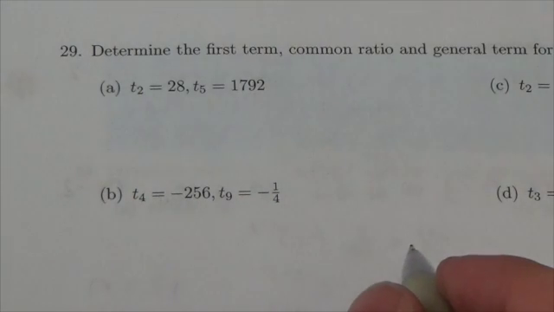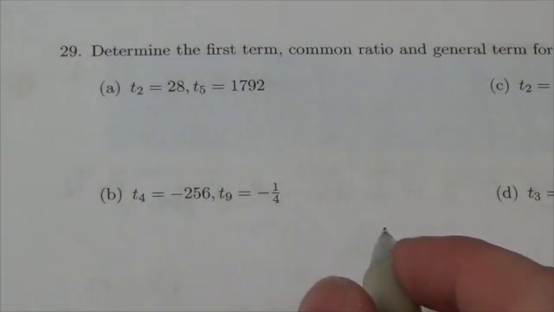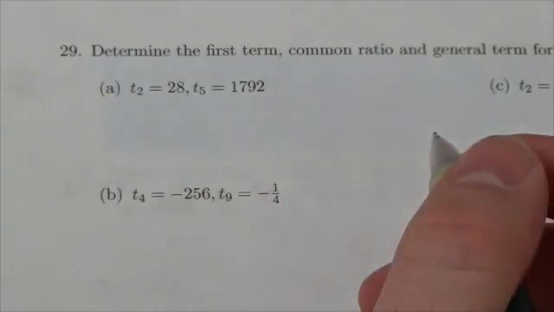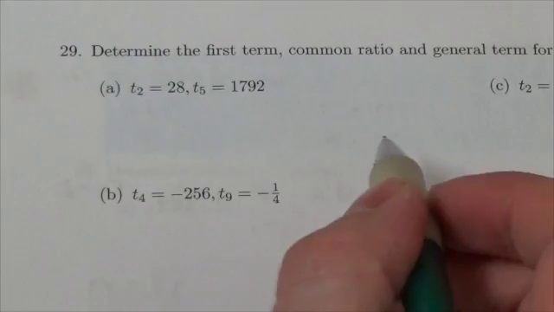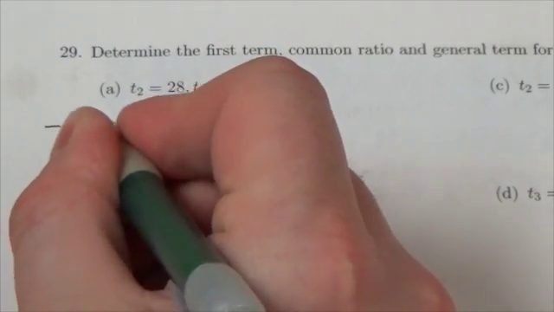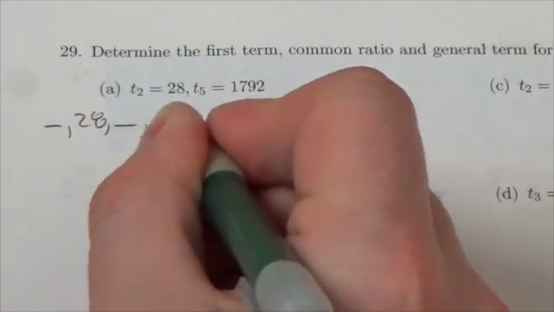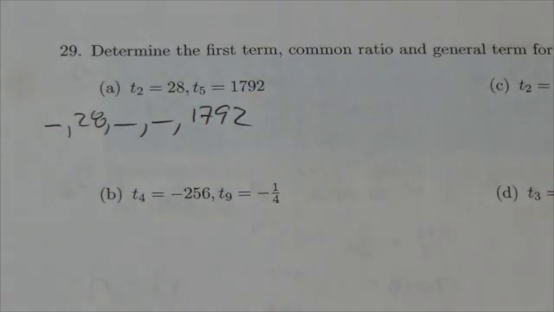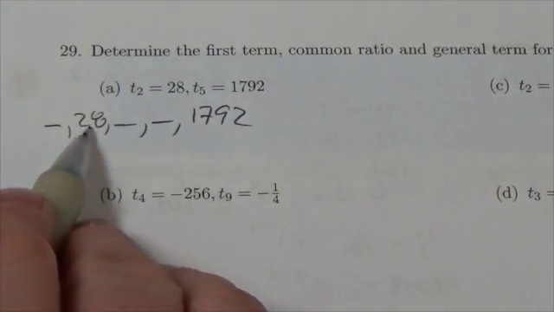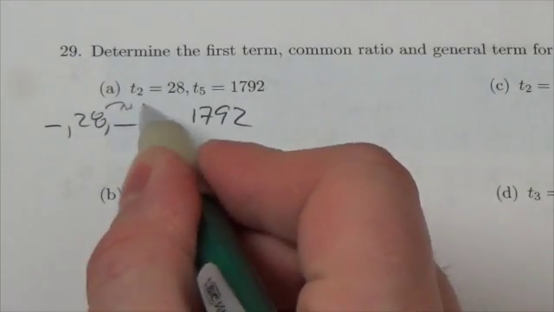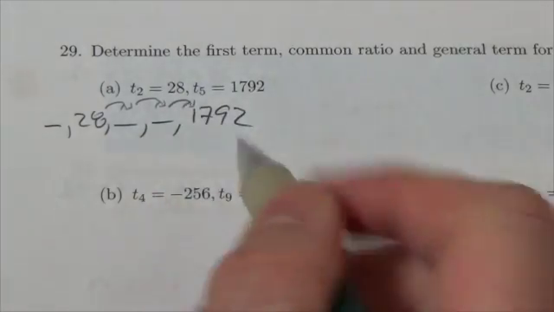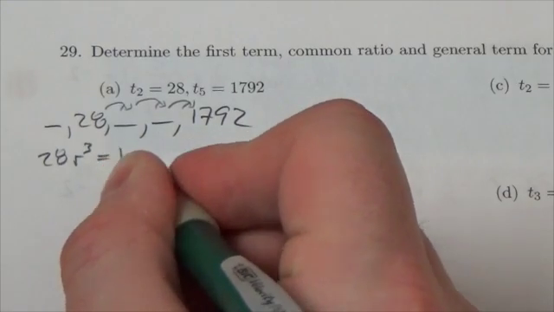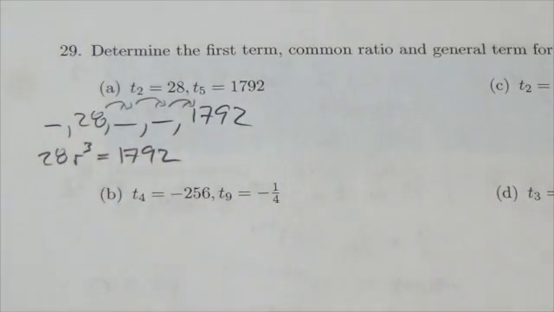However, I'm going to be pretty consistent with how I do this one, just because you still need to wait till you get to Math 30 before you can see some kind of fancier ways of dealing with this. My second term is 28. So first term don't know, second term is 28, third term don't know, fourth term don't know, and then I've got 1,792. To go from here to here, I'm going to multiply by the common ratio 3 times. So 28 times r cubed is equal to 1792.